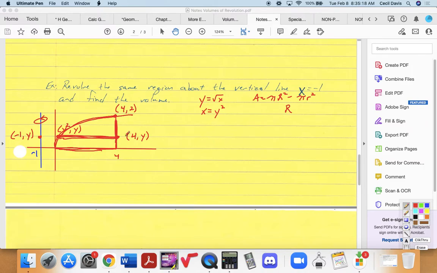So now the big radius is the distance from here to here. Well, that should be 4 minus -1, which is 5. And the little radius is the distance from here to here. So how can I write an expression for that? y squared minus -1, which is y squared plus 1.